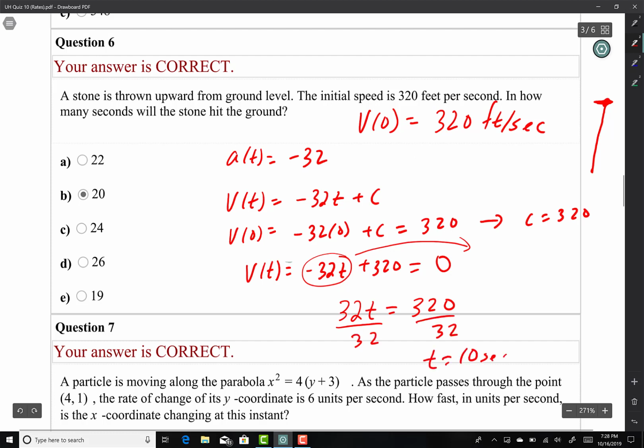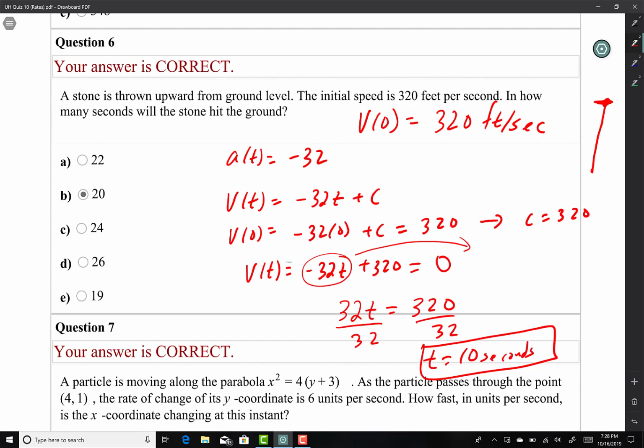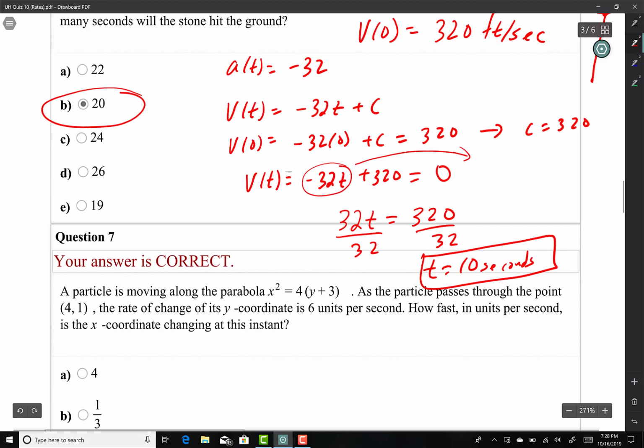Now that's how long it takes to reach the highest point. So if it takes 10 seconds to reach the highest, it must obviously take another 10 seconds to reach the ground. So total is 20 seconds. Cool, guys? Cool. All right, here we go.